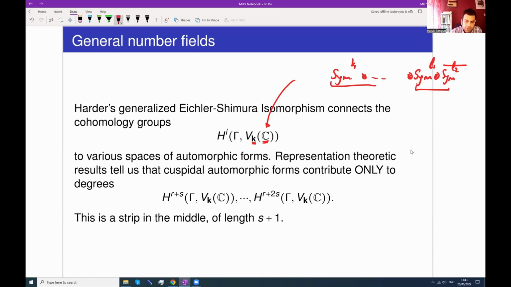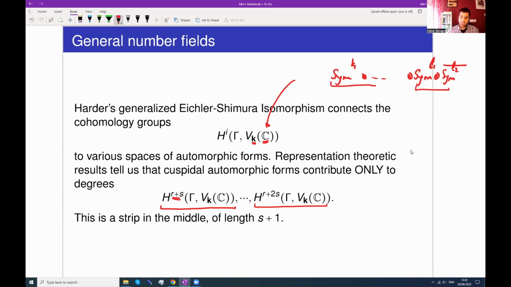And we know through representation-theoretic results that cuspidal automorphic forms, those that vanish at the cusps, contribute only to a middle strip. This is a very general result, which if you apply to our situation of SL2 over a number field, I think it should be like this. You start from degree R plus S, and go all the way up to R plus 2S. This is the middle strip.